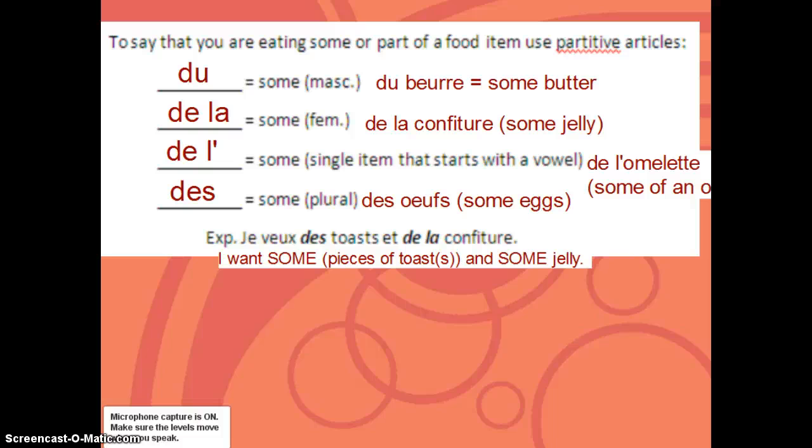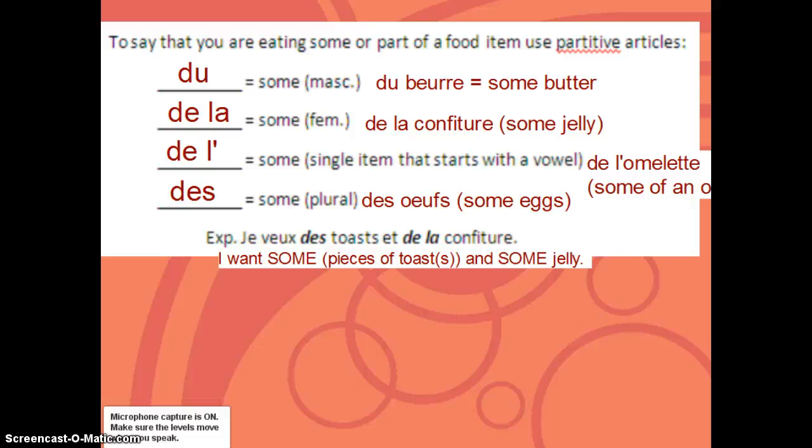For something feminine like jelly, confiture, you'll have to use the word de la. De la means the same thing as du. It still means "some," but it's "some" for feminine items. Again, jelly is one of those things where you don't often ask for a jelly. You typically ask for some jelly. So de la confiture is something that you'll see fairly often.